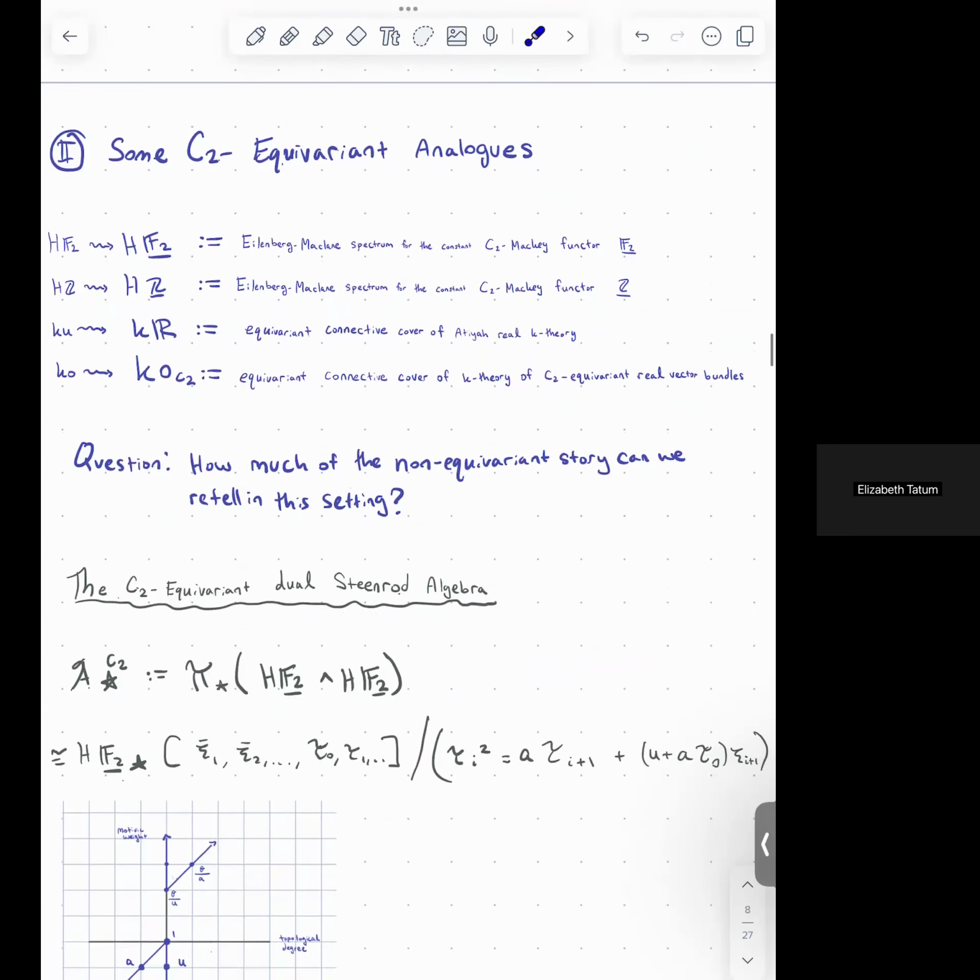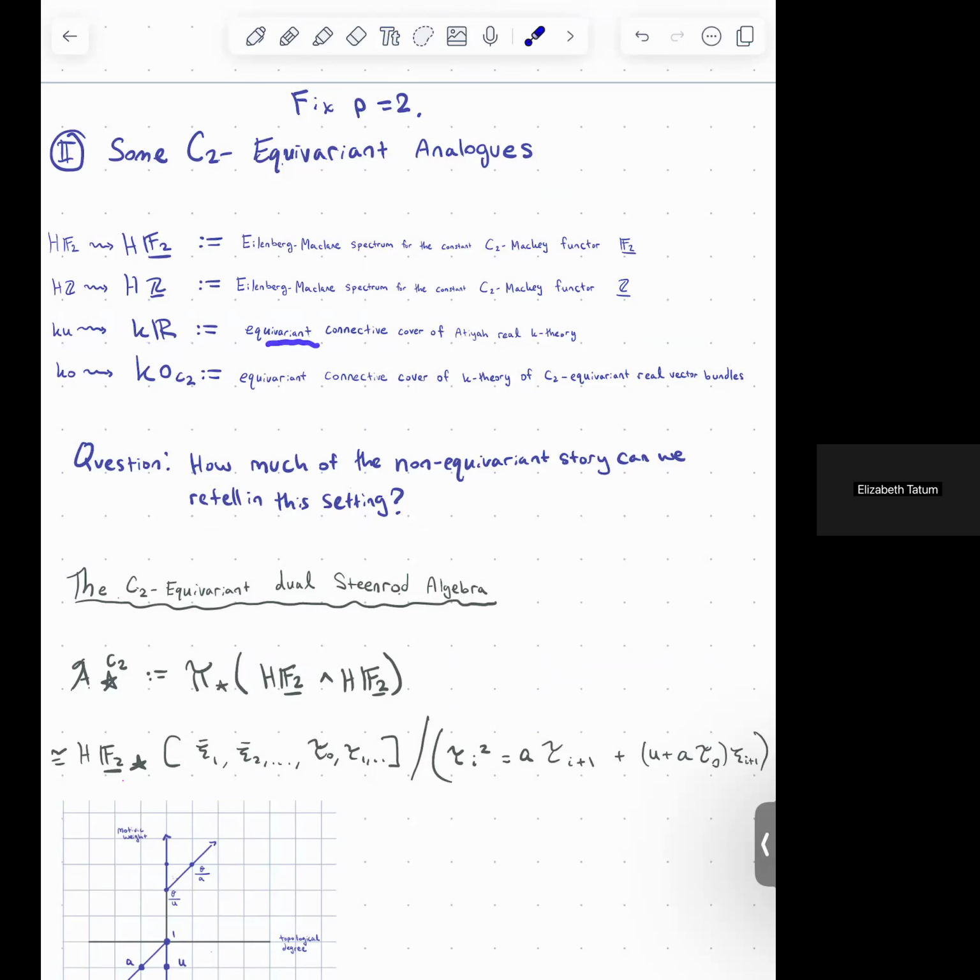Okay, so the first thing to ask if you want to do things C2 equivariantly would be: do we have analogs of all of these spectra? And the answer is yes. So we're going to replace HF2. Oh, and I should say from now on, let's fix the prime to be 2. Right, so the analog of HF2 will be the Eilenberg-MacLane spectrum for the constant C2 Mackey functor F2. The analog for HZ will be the Eilenberg-MacLane spectrum for the constant C2 Mackey functor for Z. Then the analog of KU is going to be KR.